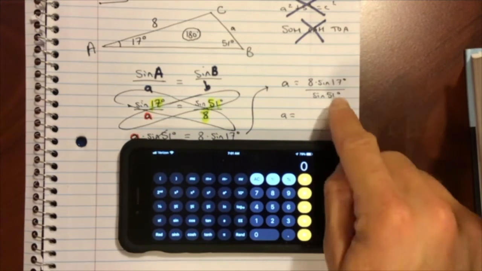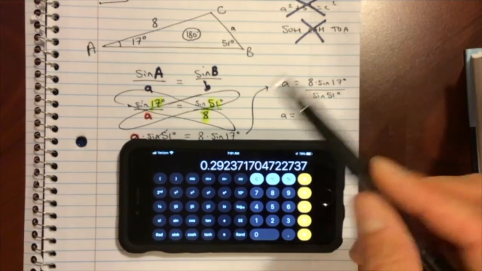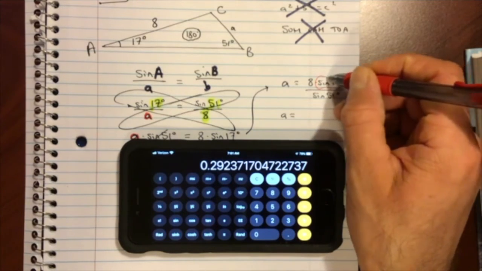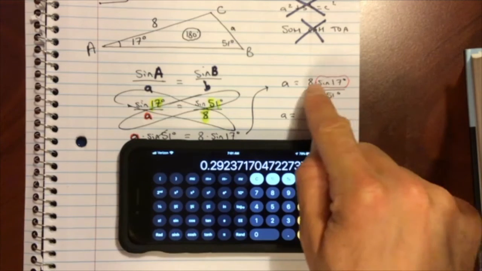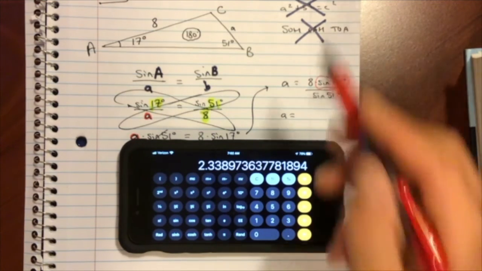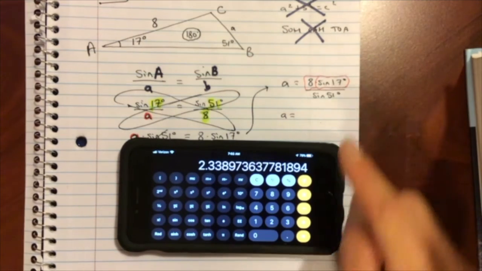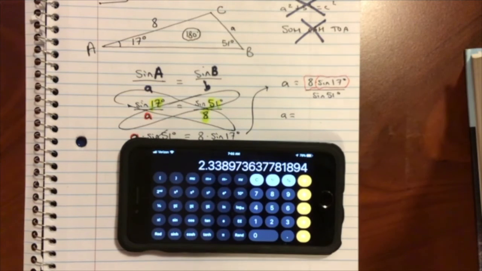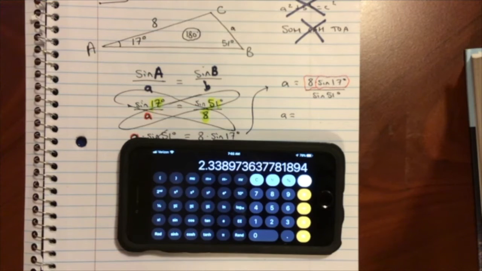I'm going to punch out the sine of 17 first. So 17 sine. There's the sine of 17. My calculator's reading 0.29 and a whole lot of other numbers. Multiply that by the 8, 8 equals. Okay, so I just included this 8 with it. Now I need to divide that number, which is 2.3389 and some change. I got to divide that by the sine of 51.